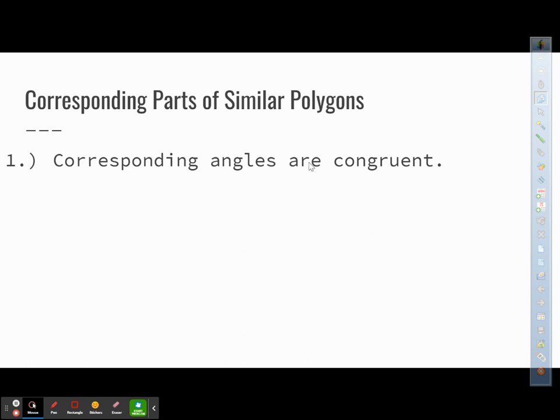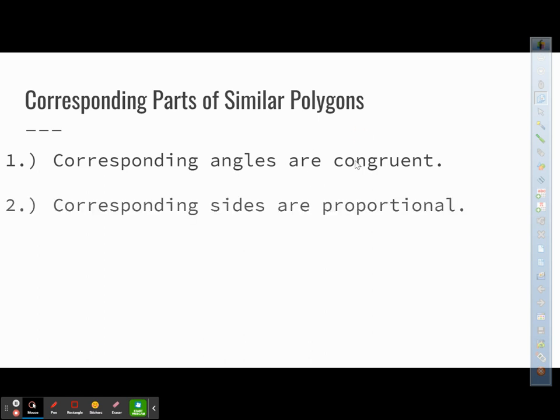Now, here's the difference between similar and congruent. Number 2, corresponding sides are proportional. So sides are no longer congruent, they're proportional. Proportional means if you multiplied one side by 2, you're going to multiply the other side by 2 as well. If you multiply one side by 6, the other side is going to be multiplied by 6. It's like the butterfly effect.